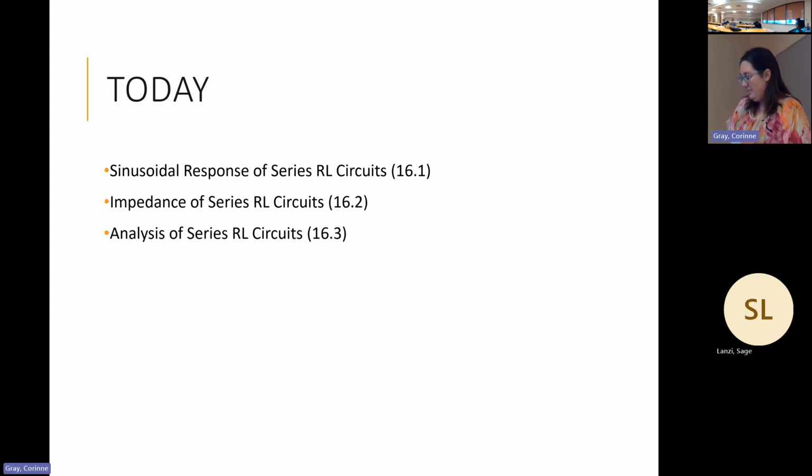Today we're going to look at the sinusoidal response of a series RL circuit. So again, we'll just be looking at AC sources, the impedance equation, and then some things to analyze it. I don't have your packet. I probably will not have your packet this week, so you'll probably get it next week when we start the RLC circuit.